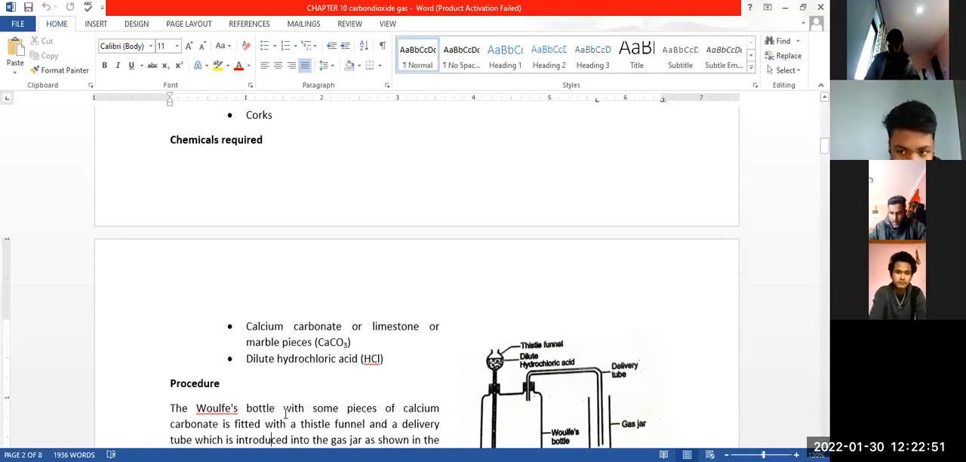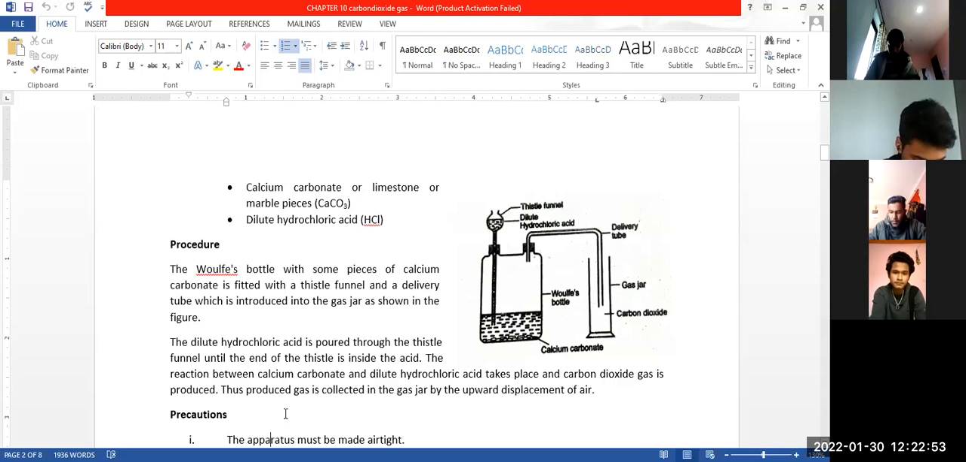There is a procedure in your book also. In the procedure, we fit the apparatus as shown in the figure. When dilute hydrochloric acid is dropped from the thistle funnel, it mixes with calcium carbonate inside the wolf bottle, the reaction takes place and carbon dioxide gas is produced. The carbon dioxide gas is passed through the delivery tube and is collected in the gas jar by upward displacement of air.